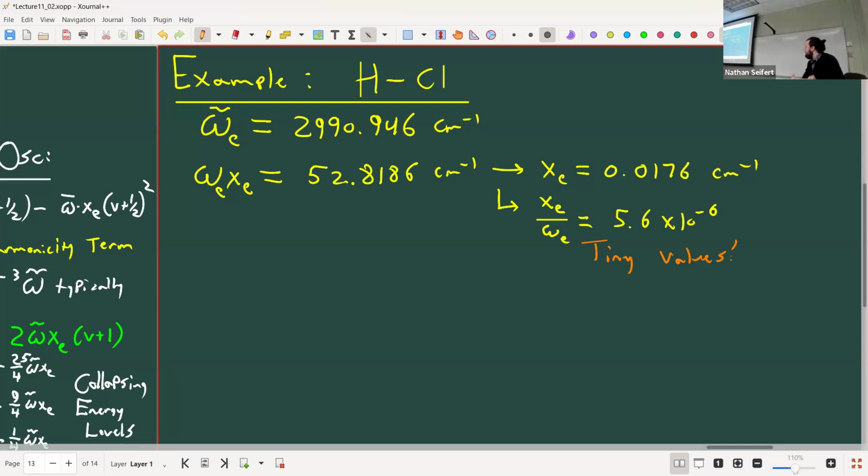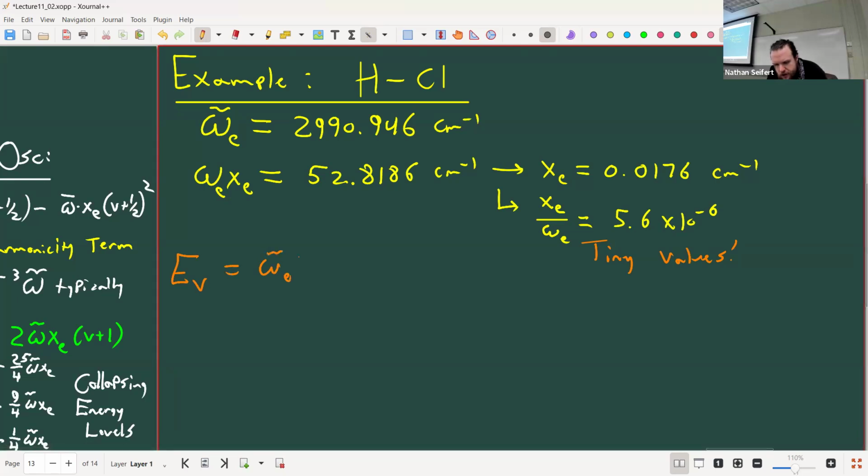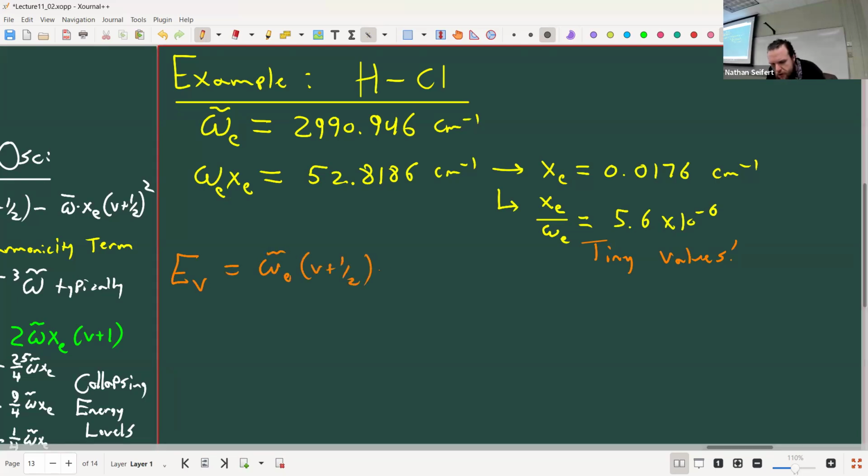Okay, and again, with these two values, I can calculate the energies of any state that I want. Remember, the energy of any state is omega E (v plus 1/2) minus omega E XE (v plus 1/2) squared. So I have everything I want. This is just plug and chug. I plug in a v and calculate the energy of that level using the spectroscopic values, which are very precise, 6 or 7 significant digits. These are real significant digits.